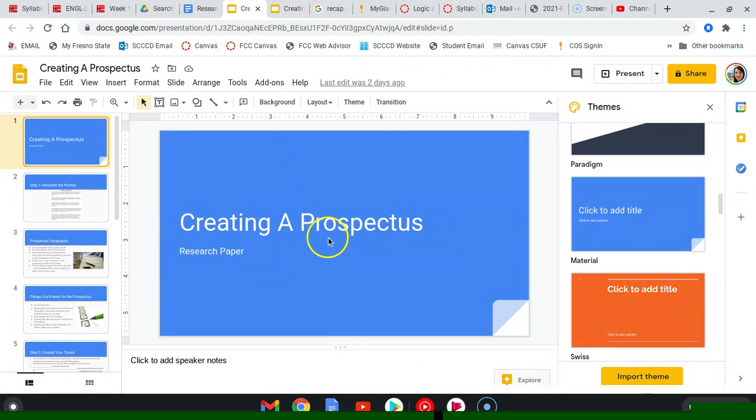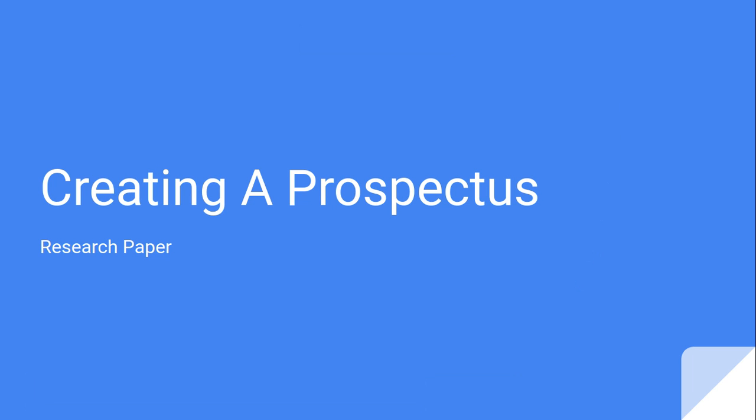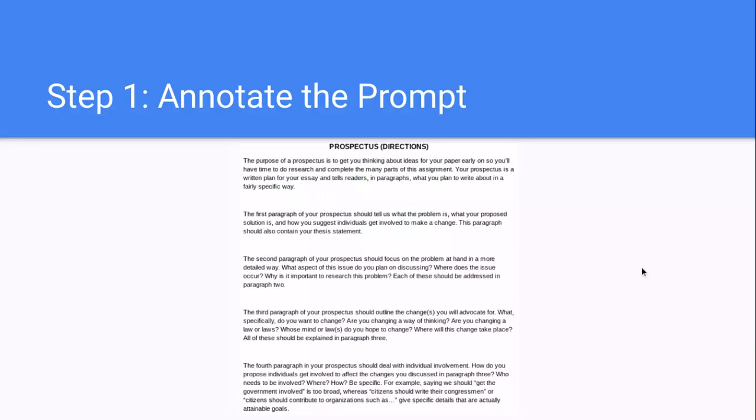Hi, everybody. So for today's lecture, we're going to be going over how to create a prospectus for your research paper. Your prospectus is the other half of your annotated bibliography, the planning portion of your research paper. Usually we have these two things that go together that help us plan for the paper ahead of time. Generally, I would recommend writing the annotated bibliography first. If you haven't already done that, then I recommend going back and doing that first and then coming to the prospectus.